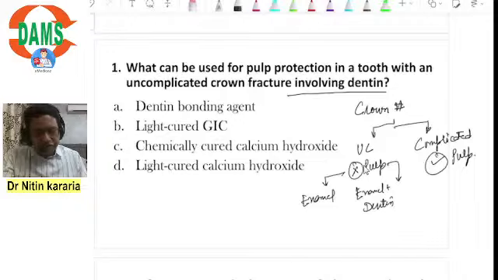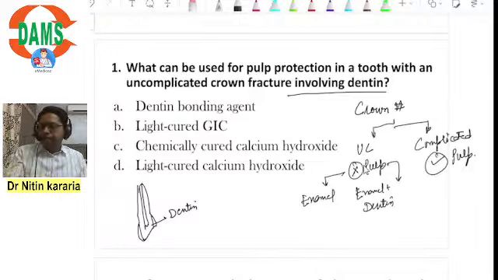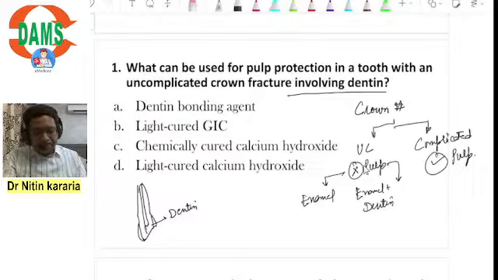So if this is a tooth, suppose, and this is the fracture that has occurred, this is the pulp organ of the tooth, then this is the dentine which is exposed. This is the enamel cap and the dentine has been exposed. So whenever the dentine is exposed, there are open dentinal tubules that can serve as a pathway for inflammation, infection, bacteria, etc. from the exposed surface to the dental pulp. So we have to protect the pulp to prevent the infection and inflammation of the pulp.